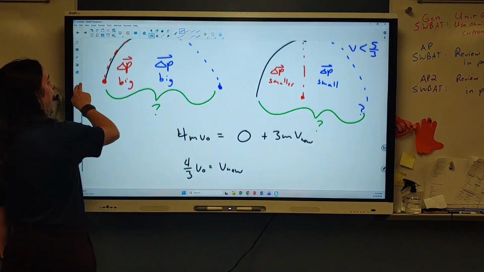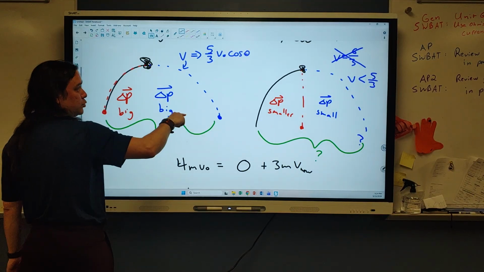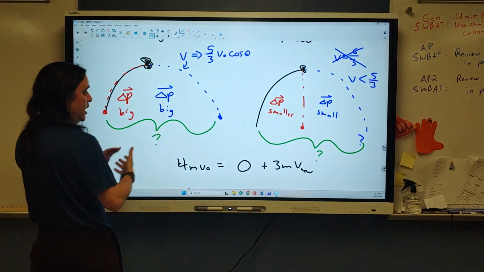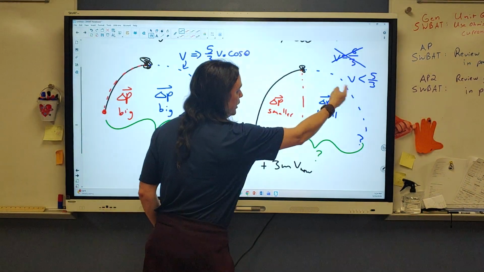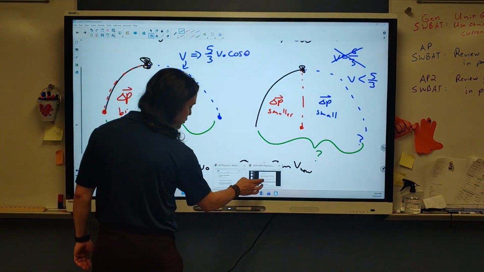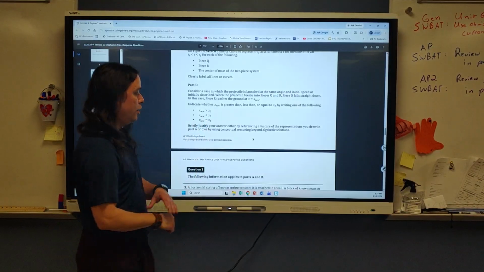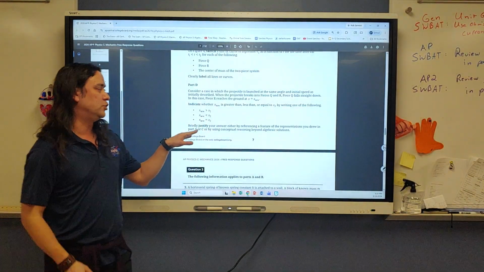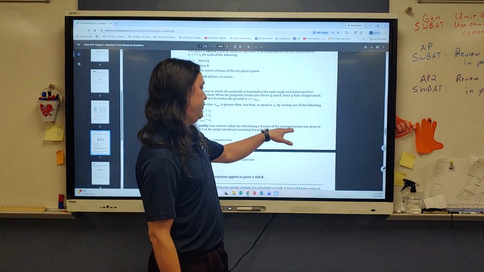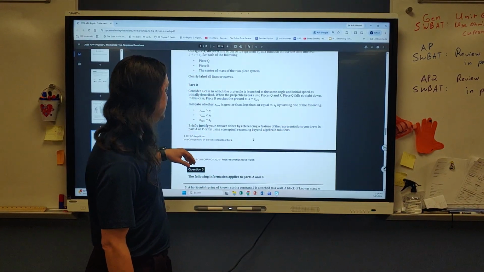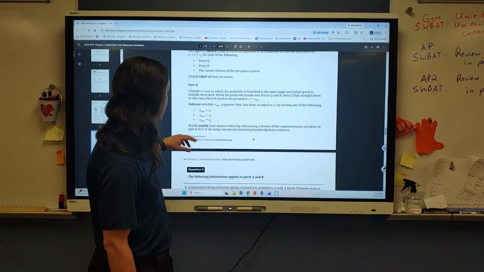The original one was 5/3. So in the first one, it was moving faster for a given time. It will then end up going farther. In the second one, it's moving slower. So our correct answer should be that x new is less than x2 for the reasons that we've described. Briefly justify your answer either by referencing a feature of the representations you drew in part A or C, or by using conceptual reasoning beyond algebraic solutions.